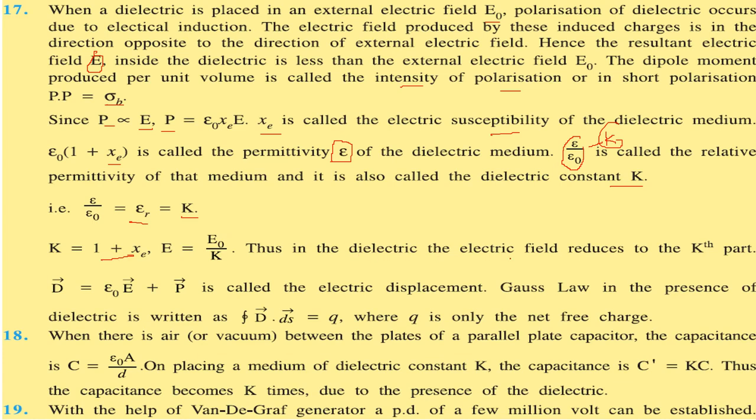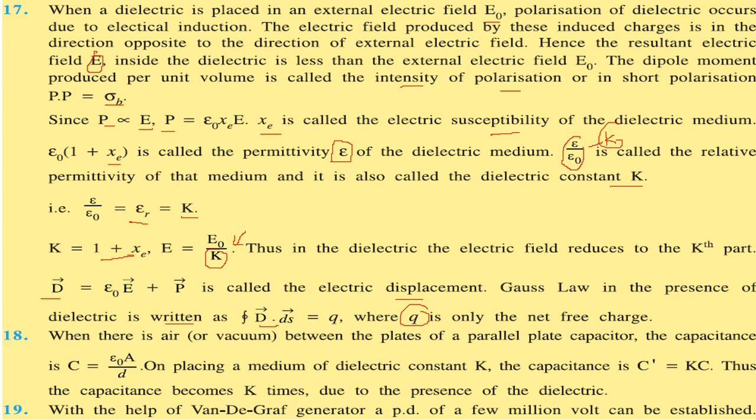In a dielectric, the electric field is reduced by the 1 by Kth part. D is equal to epsilon naught E plus P. This is called the dielectric displacement. Gauss law in the presence of a dielectric can be written as integral D dot dS equal to Q, where Q is only the net free charge.